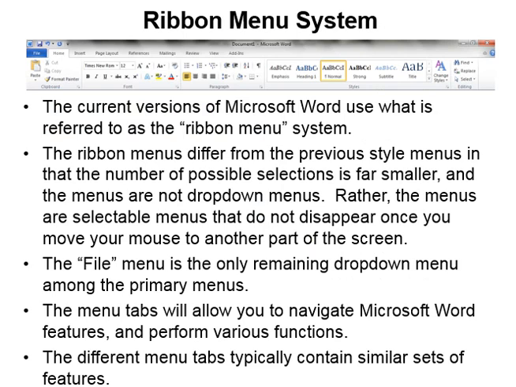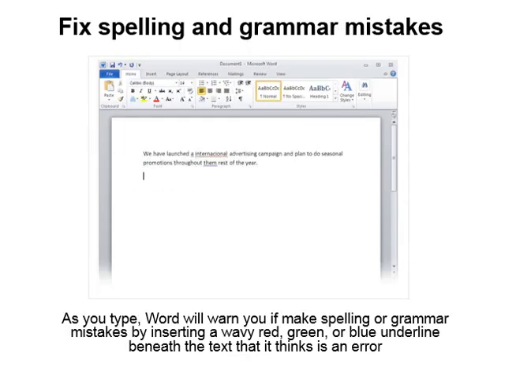Ribbon menu system. The current versions of Microsoft Word use what is referred to as the ribbon menu system. The ribbon menu differs from the previous style menus in that the number of possible selections is far smaller and the menus are not drop-down menus. Rather, the menus are selectable menus that do not disappear once you move your mouse to another part of the screen. The File menu is the only remaining drop-down menu among the primary menus.